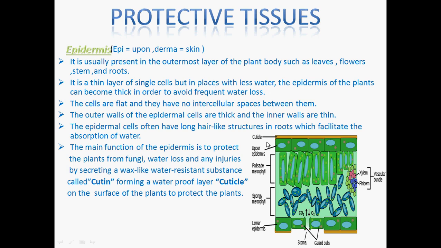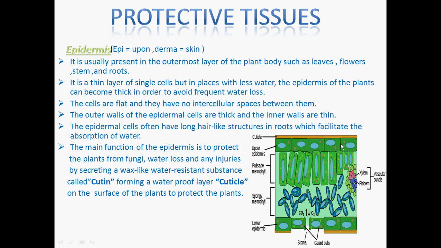Okay, students, so in this way it is a thin layer of single cells, but in places with less water, where water is scarce in the plant, the epidermis of the plants can become thick in order to avoid frequent water loss. The main function of the epidermis, the protective tissue, is to protect the plant from water loss, injuries, and pathogens like fungi and bacteria. The cells are flat and they have no intercellular space between them. You can see in this case the cells are flat and do not have any intercellular space between them.